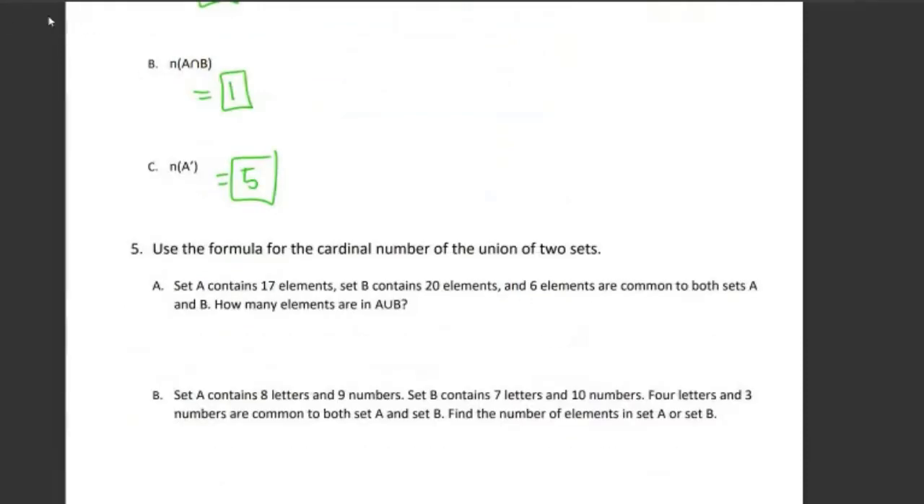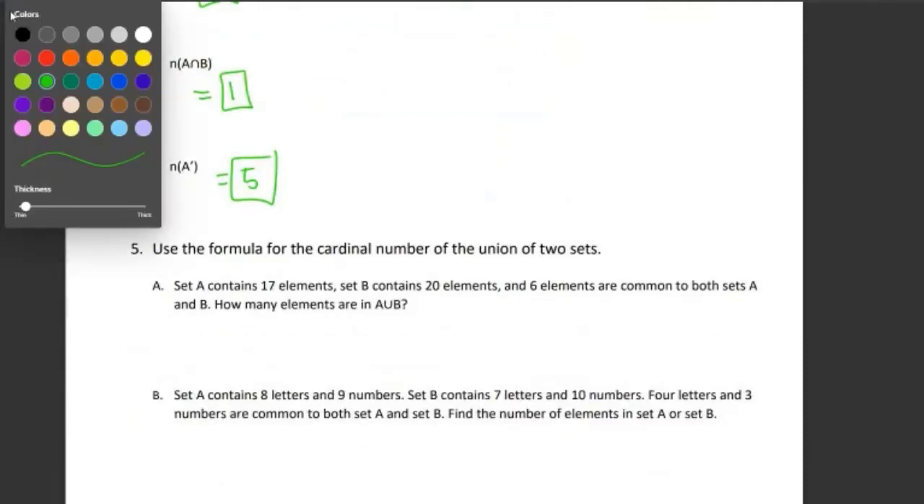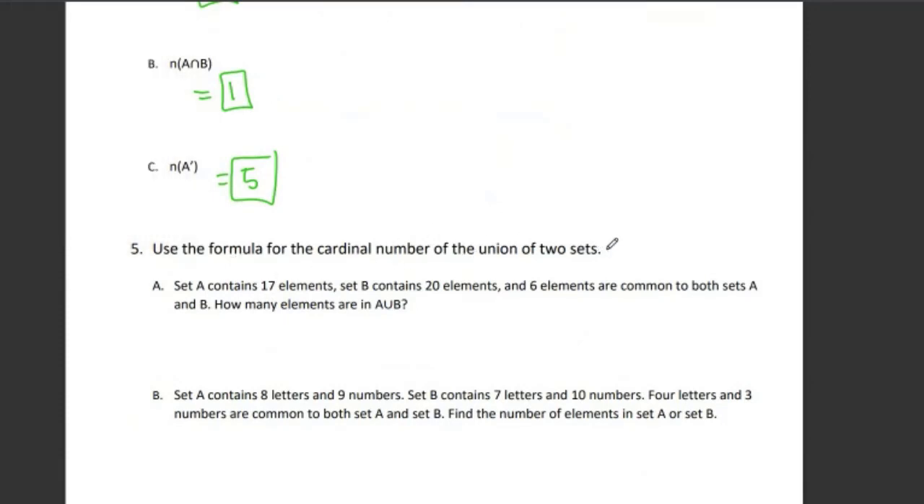Okay, and then our last problem says to use the formula for the cardinal number of the union of two sets. So that formula is going to be the cardinal number of the union of A and B. And we are going to take the number of elements in A, add them to the number of elements in B, and then subtract the number of elements in that intersection.